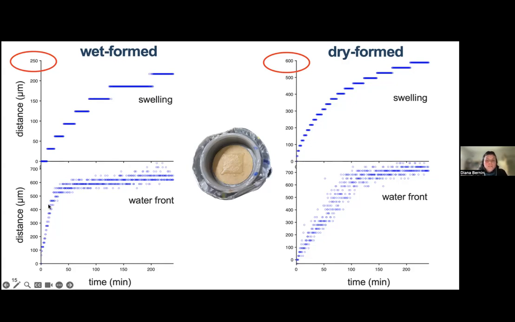Another very important difference is that here the water goes in very, very fast. Already after 25 minutes, the saturation is basically reached. Whereas here, for the dry formed packaging material, it takes much longer for the water to be completely saturated in the material.